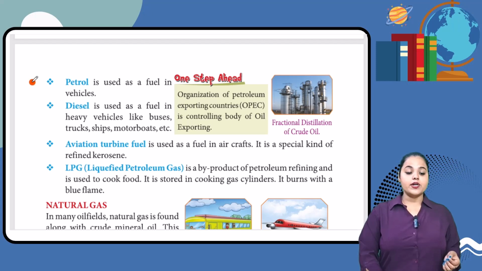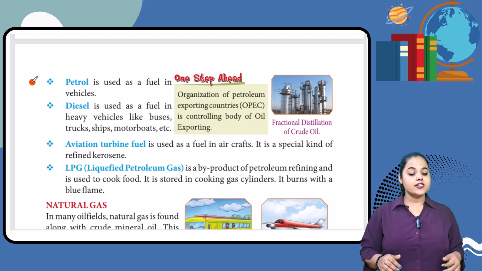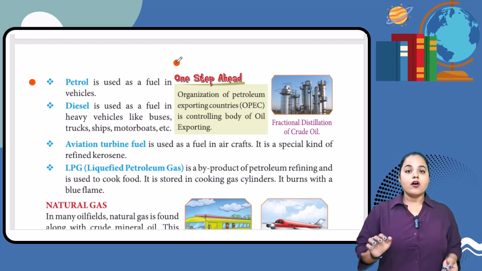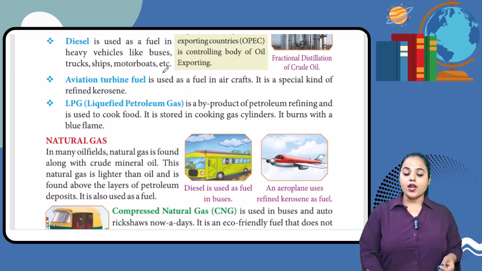Then we have petrol. It is used as a fuel in vehicles. Diesel, it is used as a fuel in heavy vehicles like buses, trucks, ships, motorboats, etc. One step ahead, Organization of Petroleum Exporting Countries, OPEC. ये क्या है, ये controlling body है of oil exporting.